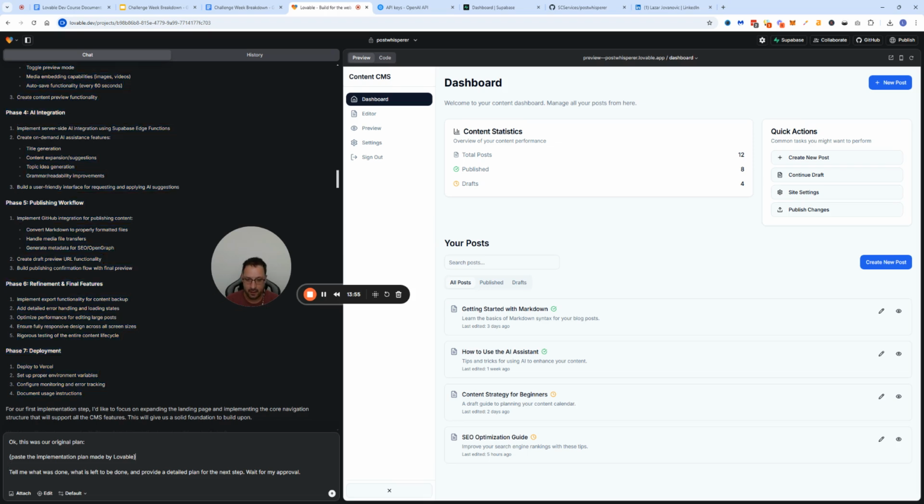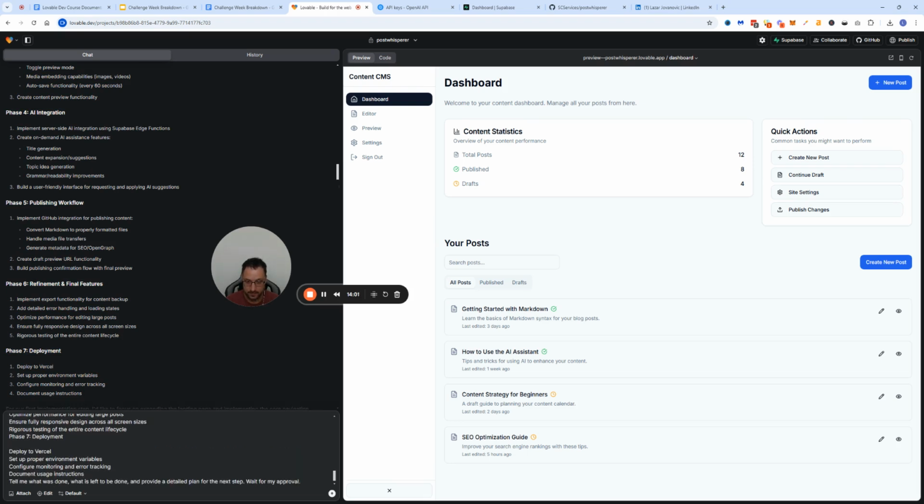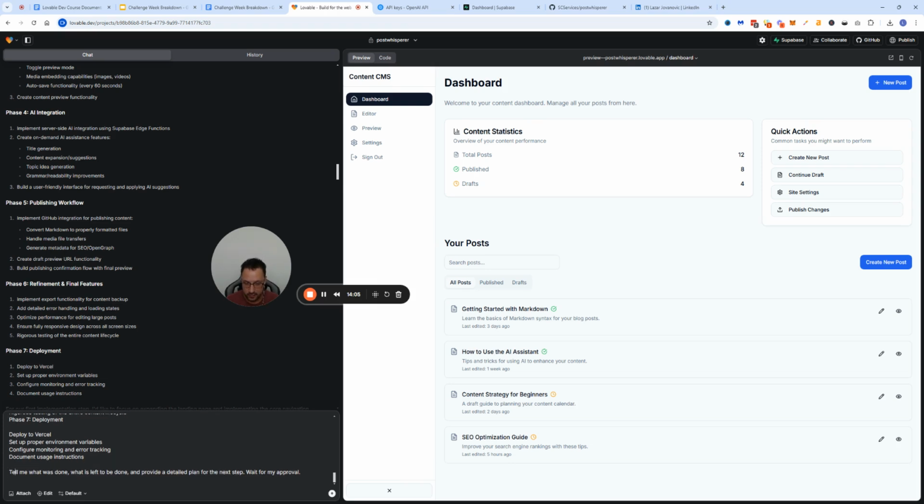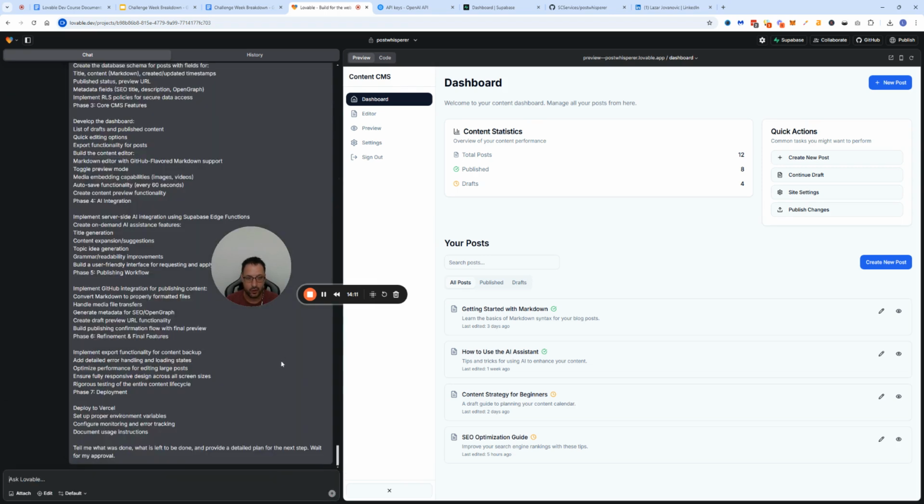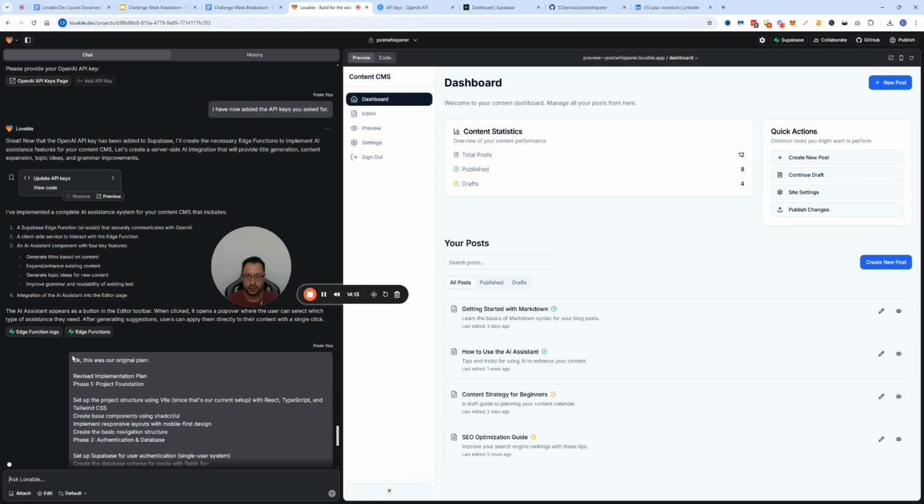And then I would go here and say, okay, this was our original plan. And then I would just paste it into this prompt and then do this, right? Tell me what was done, what's left to be done, and provide a detailed plan for the next step. Wait for my approval, right? And then at that point on, Lovable would continue to work and revise with me what is the next thing that we should be working on, right?